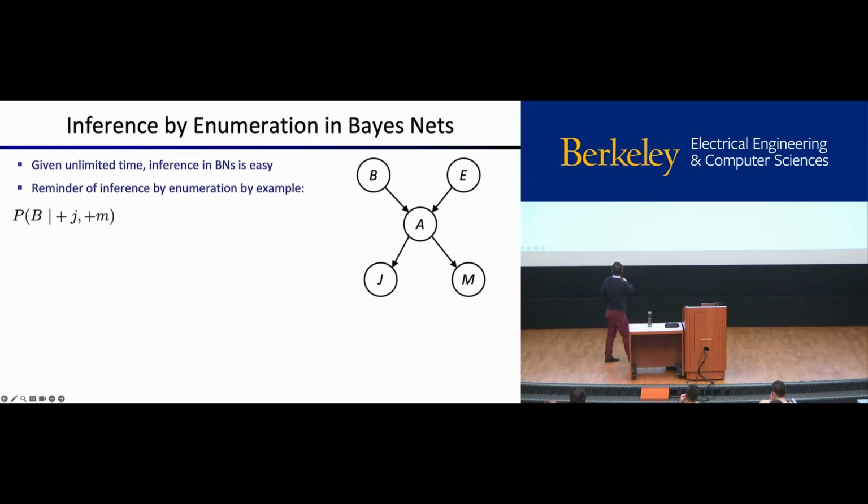So that's what the plus J means: John called me. The plus M means Mary called me. And then the capital B means I want all the possible values of this distribution. So I want to know, was there a burglar? What's the probability? And I want to know, was there no burglar? What's the probability? Okay, so how's this going to work? Well, we know that this is proportional. This is the law of conditional probability. This is proportional to the joint distribution over those 3 variables, and the proportionality constant is just the probability that John and Mary both call me.